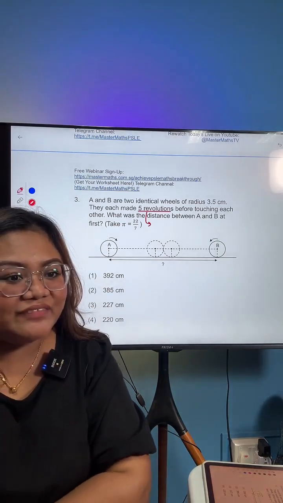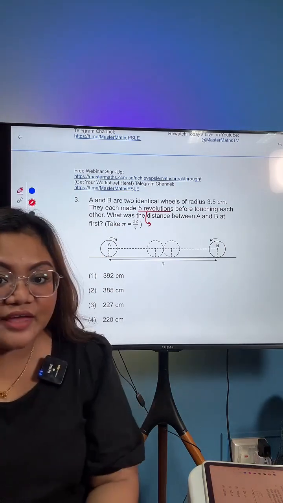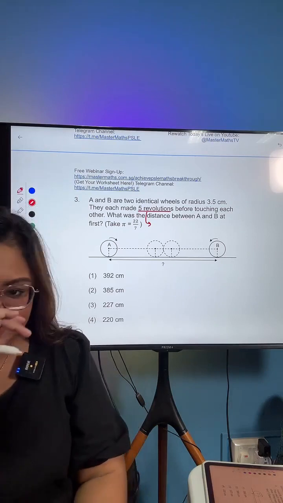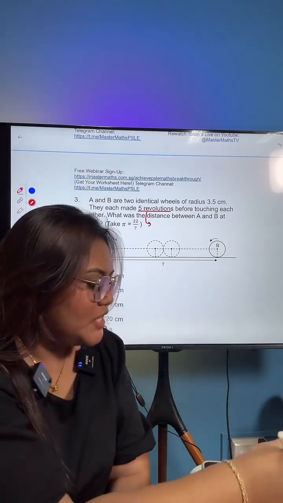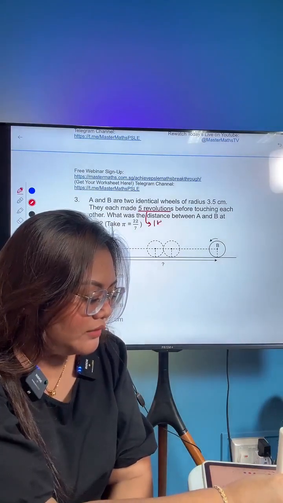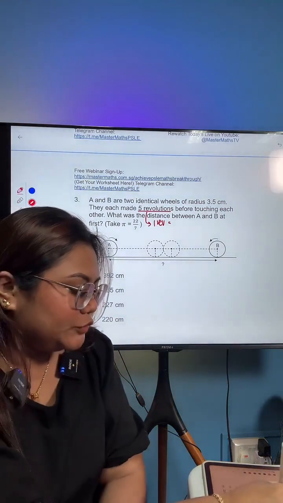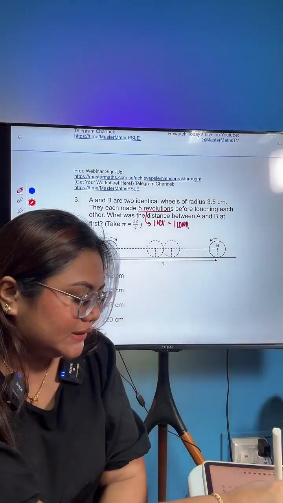That means they are turning, right? They are making full turns. Therefore, yes, you are right, Danish. When the circle spins, one revolution, I'm just going to use REV for short, means one complete turn.